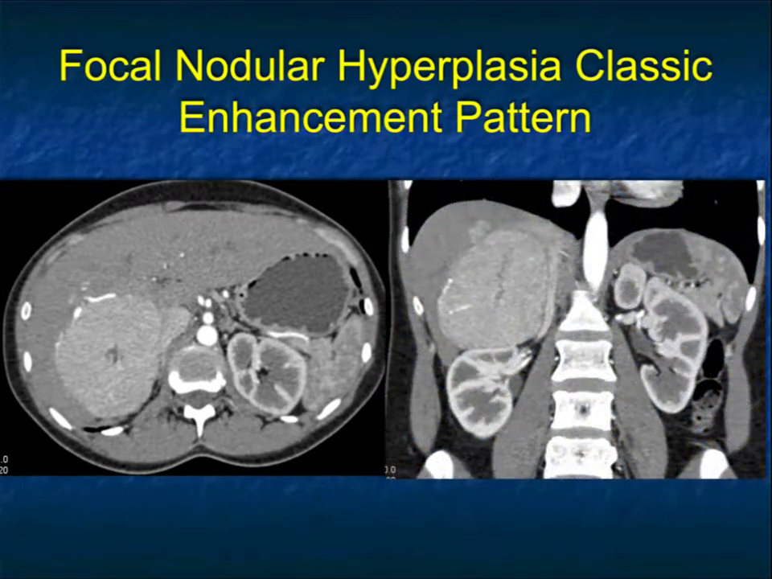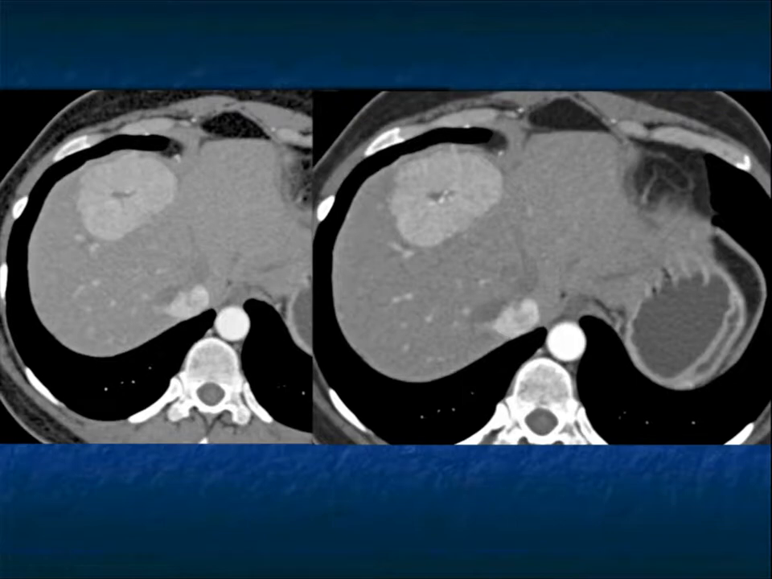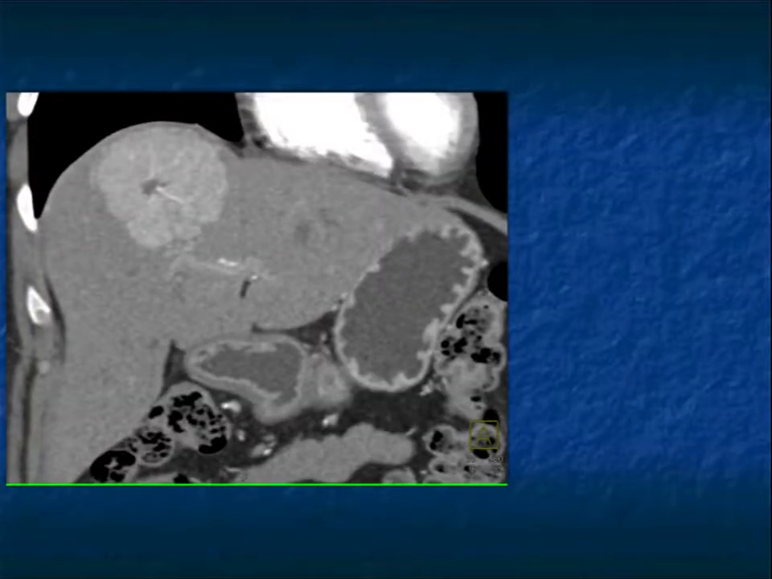So a couple of examples: a large lesion and a second lesion next to it. So FNH can be multiple. You can see the central scar nicely. It's exactly as bright as the IVC, not as bright as the aorta. And here's that central vessel coming into the central scar.